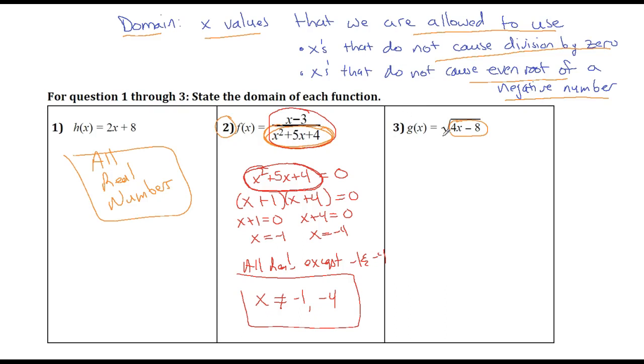For the third example, I have an even root, and I have the even root of the expression 4x minus 8. So I want to guarantee that whatever x I put into this expression, it doesn't make a negative number come out. Like for example, I wouldn't want to let x equal 0. Because if x were to equal 0 and I were to plug 0 in for x, I would get the square root of -8. That's not going to be a good thing. If I were to let x equal 1, that'd be bad. If I plug 1 into this expression, I get the square root of -4.